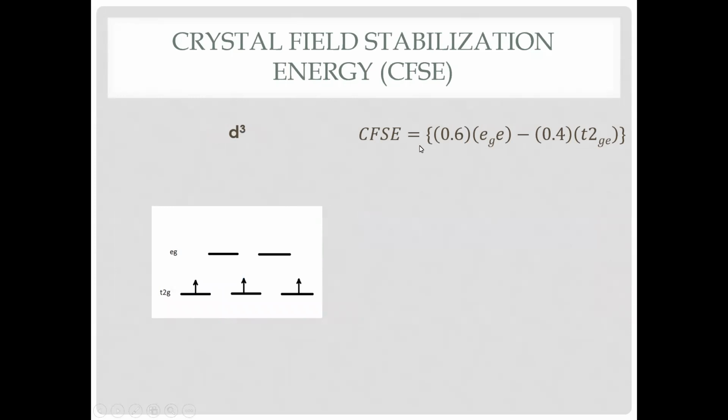So the formula is to take the 0.6, that was the difference between the barycenter and the top, and multiply that by the number of electrons that are in the eg orbitals. So this is eg, and then the e is electrons. And then we're going to subtract off 0.4, that was the difference between the barycenter and the bottom orbitals, and the number of electrons in the t2g.